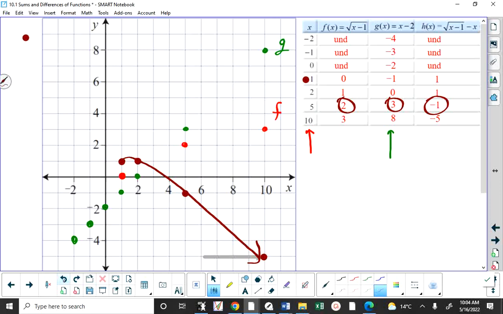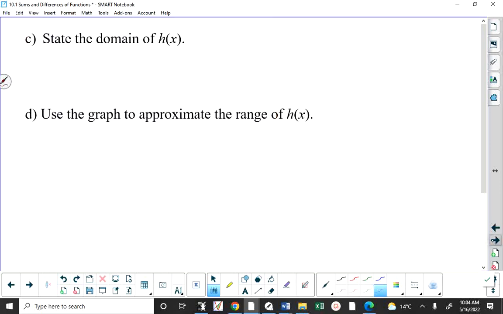Any questions with the data points or the graph? All right. What's the domain of h of x?